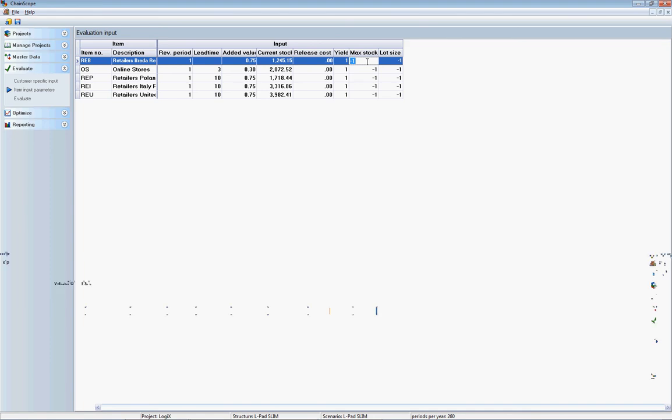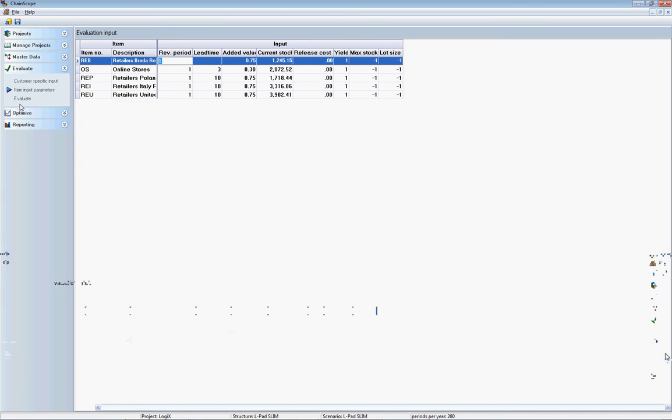The maximum stock indicates the maximum stock that can be kept for an item, which is important for process industries where some items cannot be held at all. -1 indicates no restriction. The lot size indicates the average lot size, the average amount you order. Again, you can find this from your ERP system, or you can put it in yourself. The -1 indicates no lot sizing restriction, which implies in fact that the rhythm of ordering is completely determined by the review period.